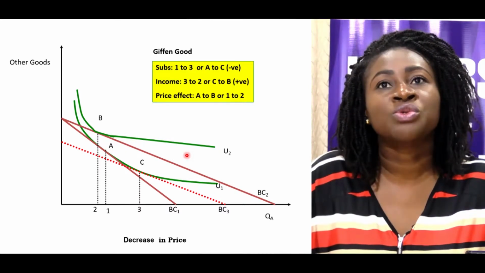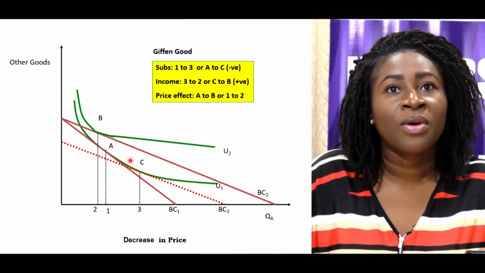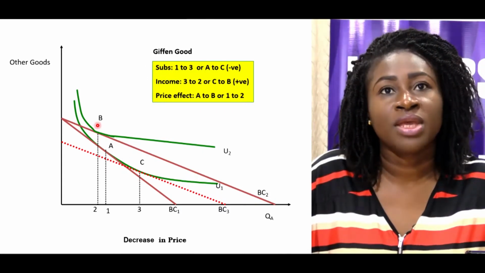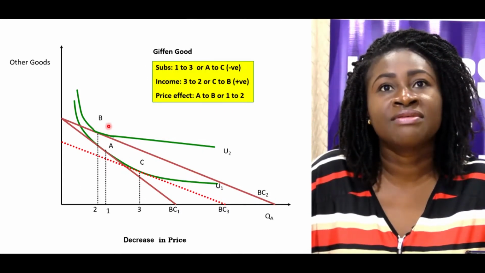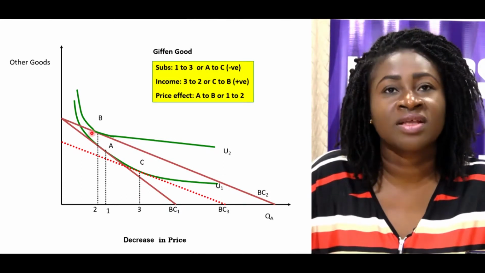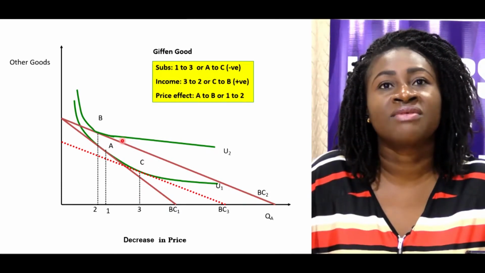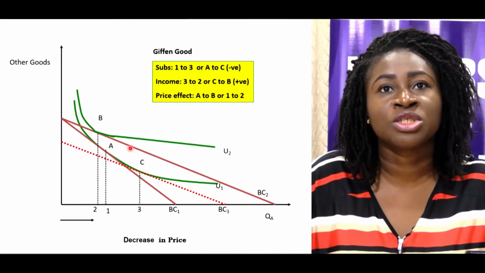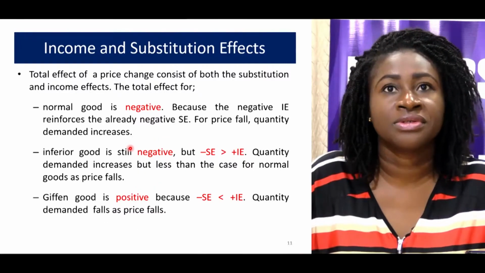Then when it comes to the income effect, the consumer moves from points C to B, right? So you see that the decrease in consumption is significant. So the substitution effect is less than the income effect. So the total effect is a reduction in consumption of the good, right?